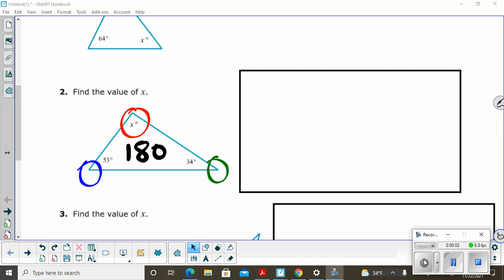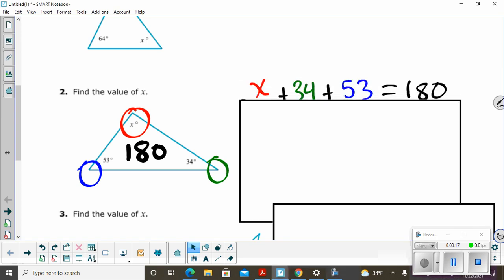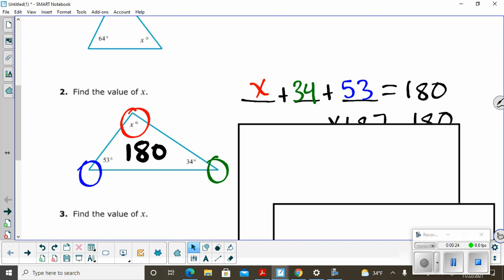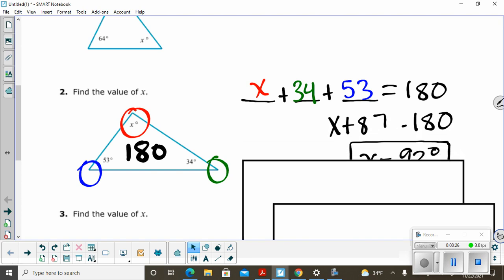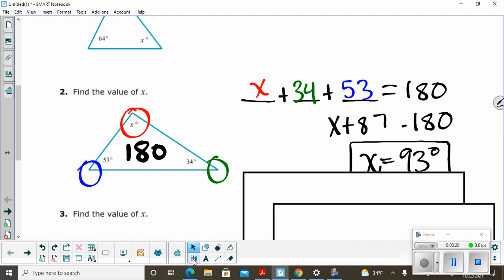Okay, this is a practice walkthrough for 4.2 practice. We're going to start with question number 2. It's find the value of x, which means you're going to have to find one of the angles of this triangle. Let's remember that the sum of the triangle is 180 degrees. So you're going to take all 3 of your angles and you're going to add them up to 180. When you solve through the process, you're going to find that your one angle is 93 degrees.